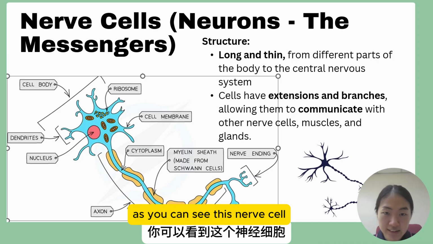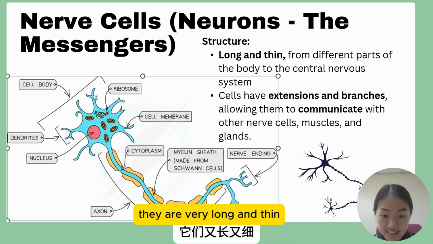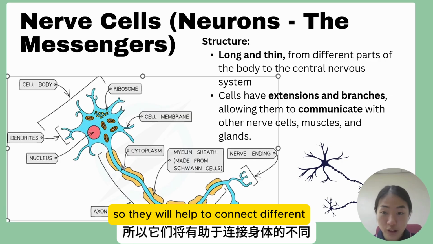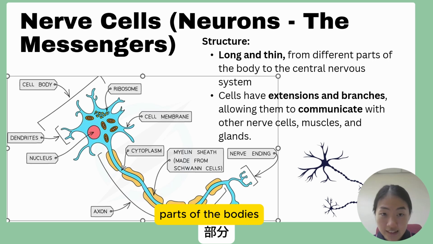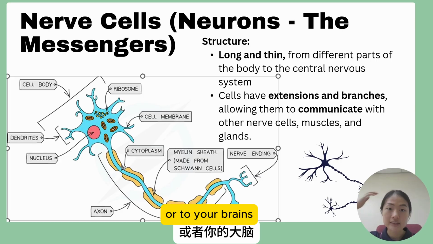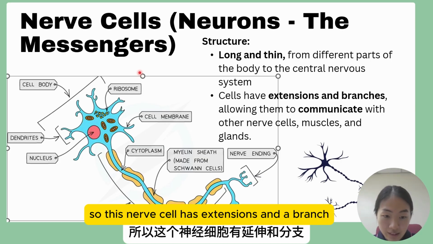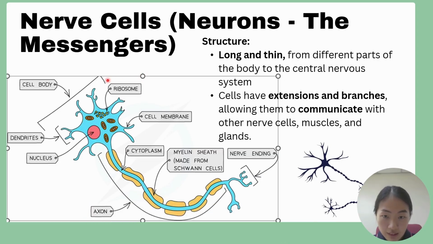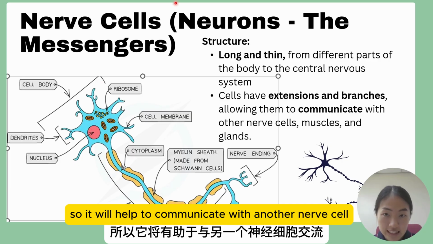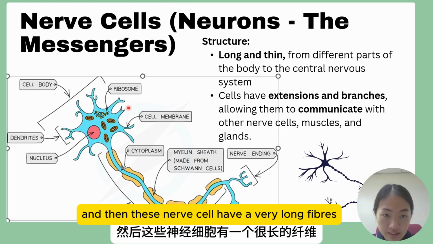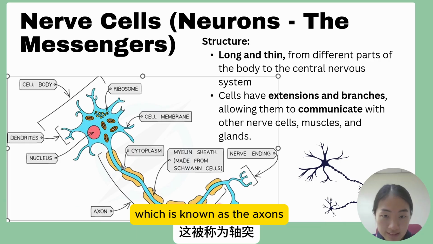As you can see, these nerve cells are very long and thin. Actually, the nerve cell is the longest cell in your body. They help to connect different parts of the body, like from your spine all the way to your toes or to your brain. These nerve cells have extensions and branches, which are made from the dendrites. It will help to communicate with another nerve cell, muscle and glands. And this nerve cell has a very long fiber, which is known as the axon.